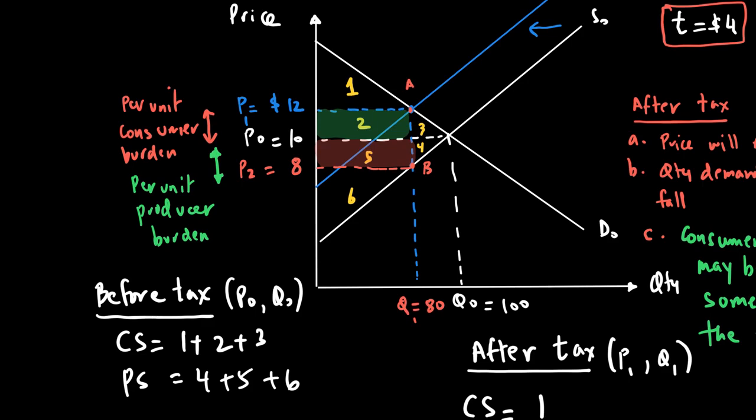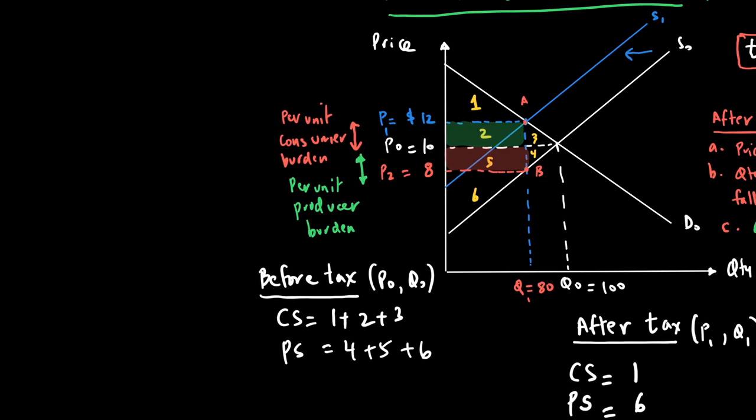Look at this, guys. If the consumer was previously paying $10 and is now paying $12, this means $2 is now being paid by him. And $2 times 80 would be this area. So the total tax paid by the consumer will be P1 minus P0 times quantity Q1, which is area 2. Similarly, the producer is paying $2, which is P0 minus P2, so $2 times Q1, which means area 5 is the producer burden of the tax.